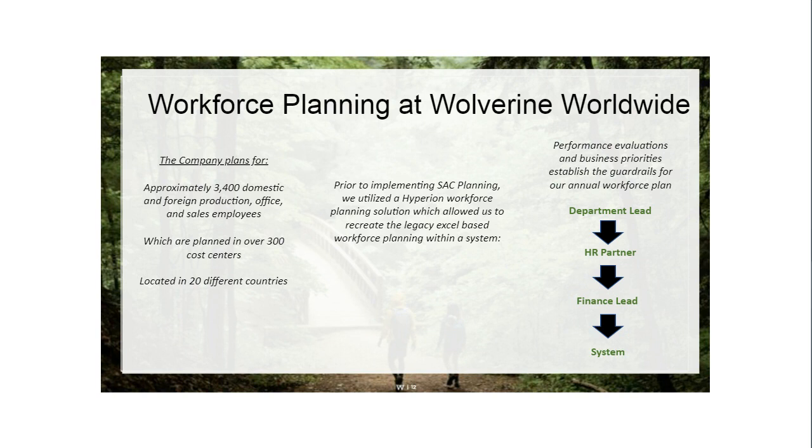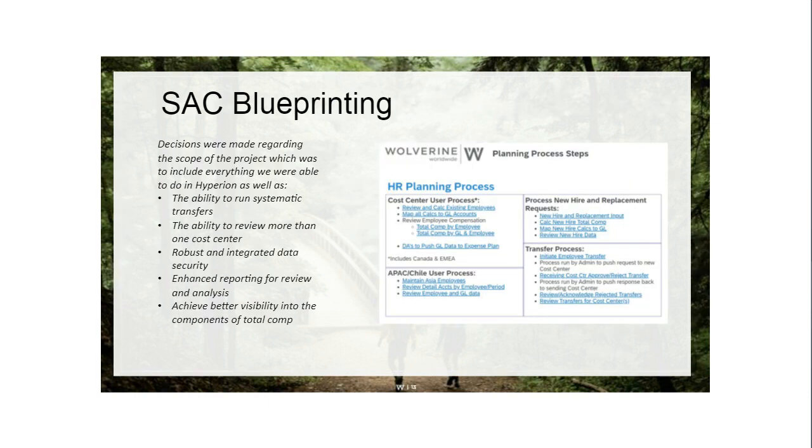So just to note that this is only one component of the wider planning process that provides us with the full P&L, and cash flow statement and everything that we need as a public company to be able to project our financials internally and track against them. So I'll move on specifically to our blueprinting phase that we performed with SAC. And what I want to focus on here are the decisions that we made regarding the scope of the project and what we were wanting to add to the Hyperion solution.